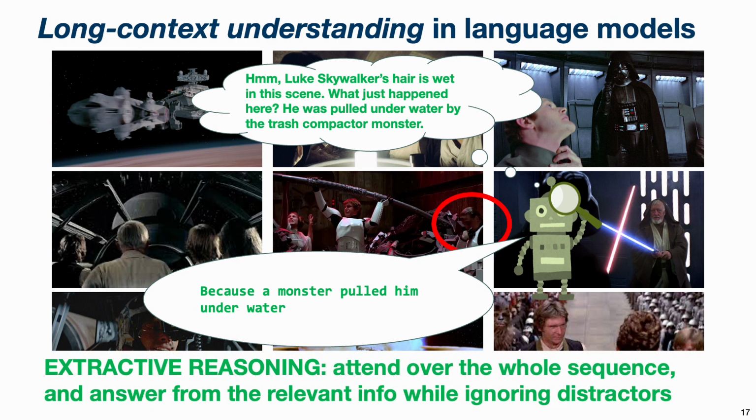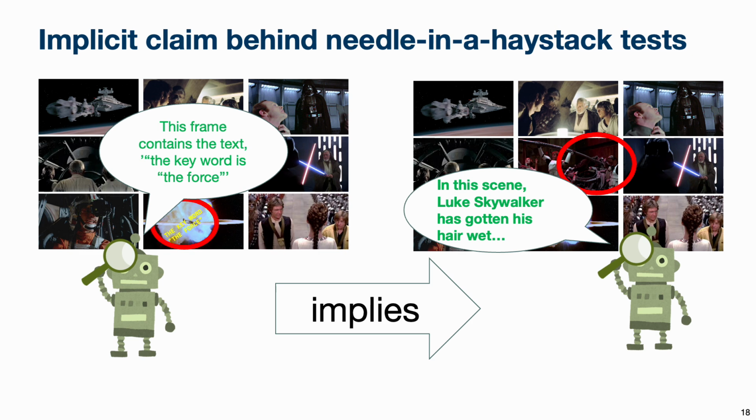We dub this capability extractive reasoning, or the ability for the model to attend over the entire sequence and answer from relevant information while ignoring distractors. Now, the implicit claim that's being made under the surface in these needle in a haystack tests is that demonstration of the first capability, the ability for the model to just pull out that key phrase from the entire length, implies that the model is capable of this more complex, more contextualized, and more useful extractive reasoning capacity.